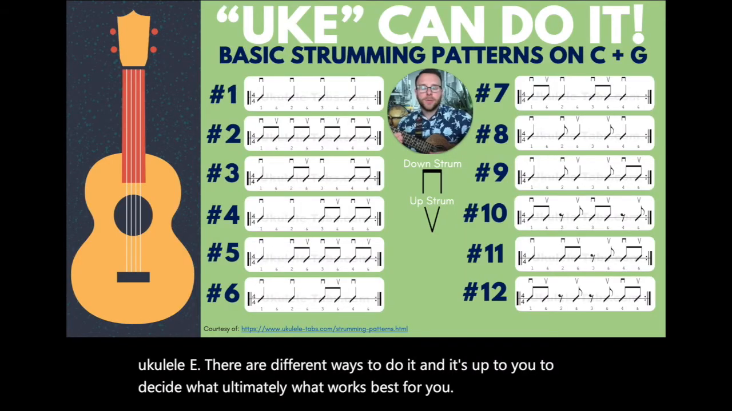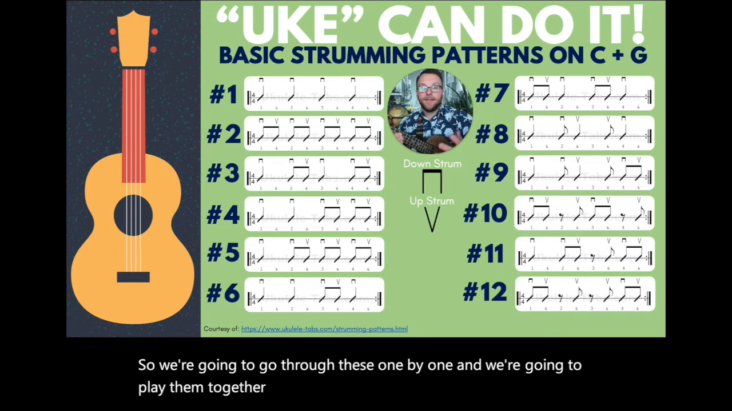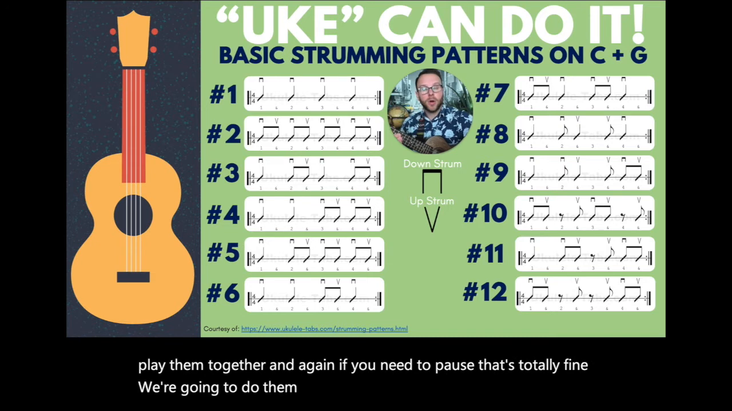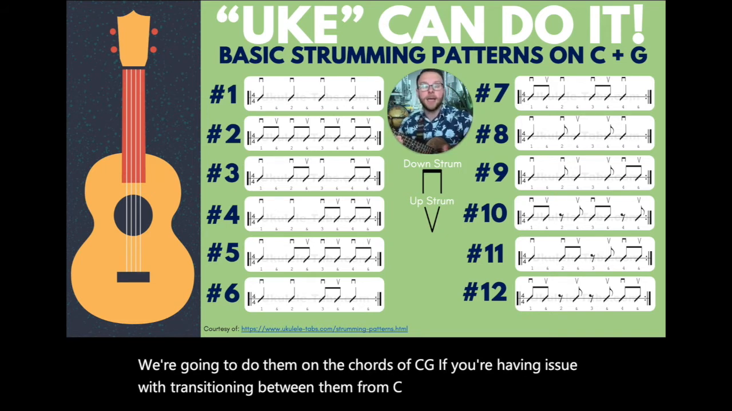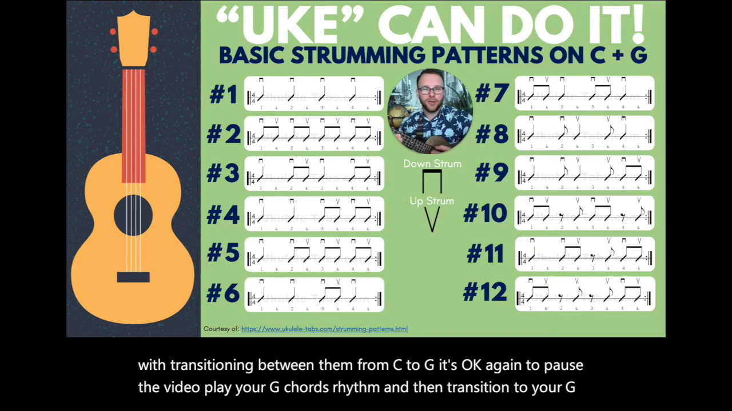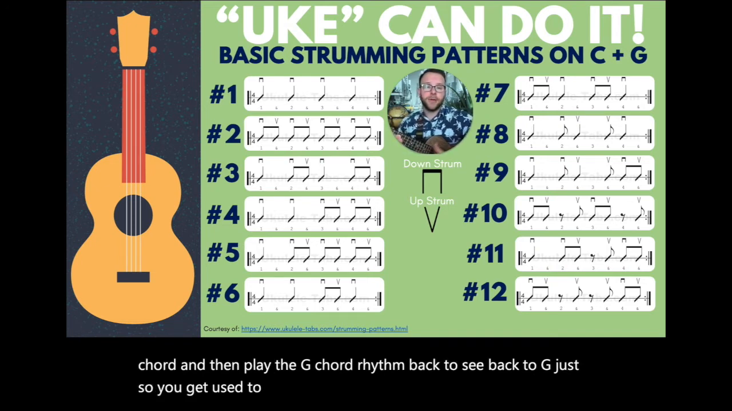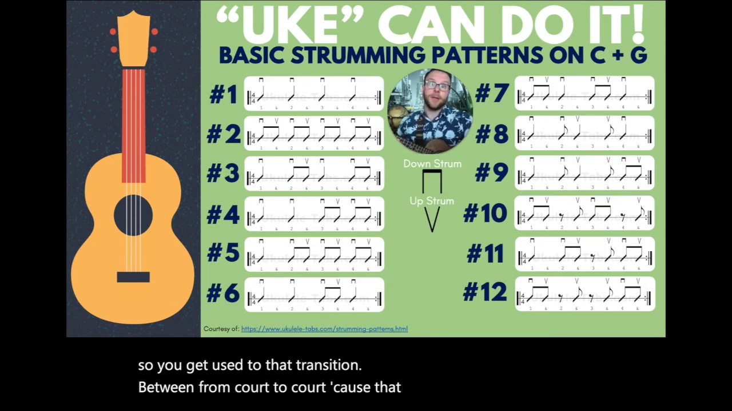So we're going to go through these one by one, and we're going to play them together. And again, if you need a pause, that's totally fine. We're going to do them on the chords of C and G. If you're having issues transitioning from C to G, it's okay, again, to pause the video, play your C chord rhythm, and then transition to your G chord, and then play the G chord rhythm back to C, back to G, just so you get used to that transition from chord to chord, because that is a really big part of playing the ukulele.